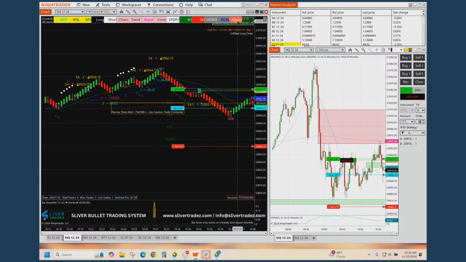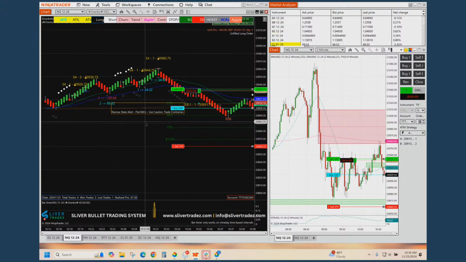Maybe I should have kept the aggressive button on. In that case, it could have gotten out of the trade. Hmm. Let's see what it's going to do.